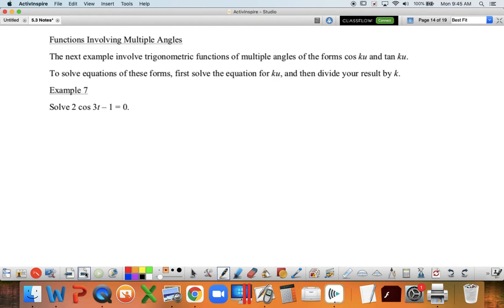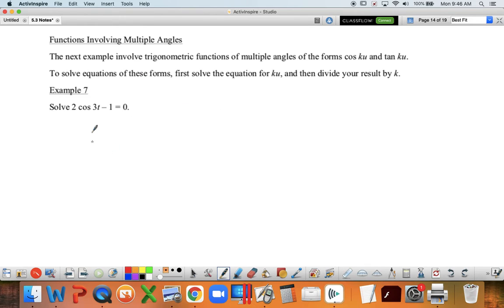Okay, so we're going to amp it up a little bit here. We're going to involve multiple different angles in the forms of like cosine 2x, cosine 3x. So what we're going to do is we're going to figure out the angle, and then from that angle, we're going to continue to solve. Let me show you what I mean by that.